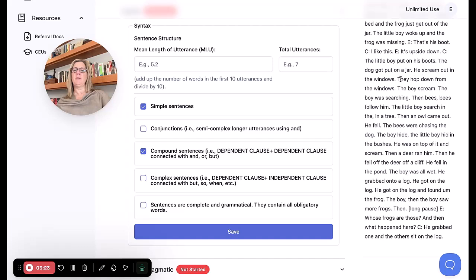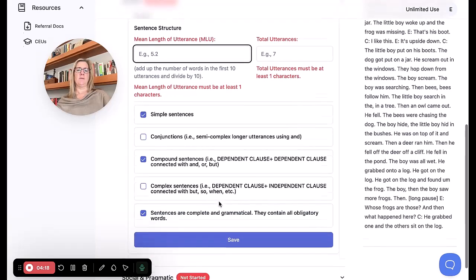He screamed out in the windows. They hopped down from the windows. The boy screamed. The boy was searching. The bees follow him. The little boy searched in the tree. The owl came out. What we're seeing here is simple sentence after simple sentence. Okay, so we are not seeing complex sentences, and we have some complete sentences. For the most part, they are complete simple sentences.